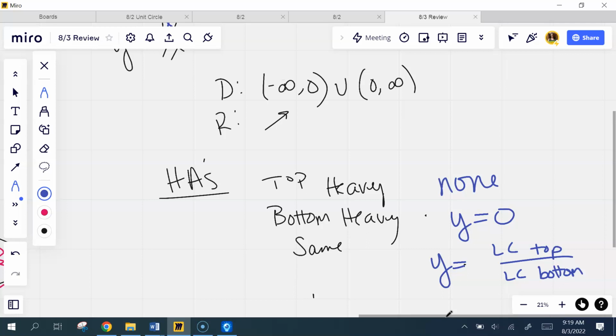Let me give you one to try. Domain and range, see what happens. These are horizontal asymptotes. So vertical asymptotes, I'm looking at where the bottom equals 0 but the factor does not cancel out. Horizontal asymptotes, top heavy, bottom heavy, same.